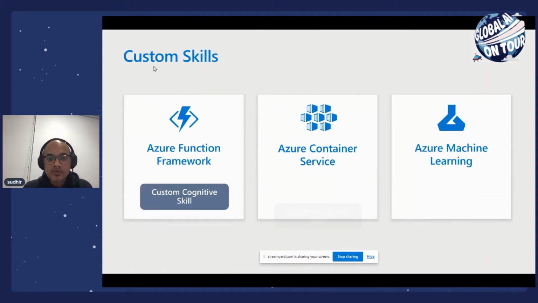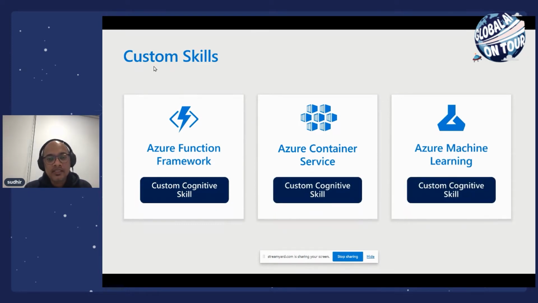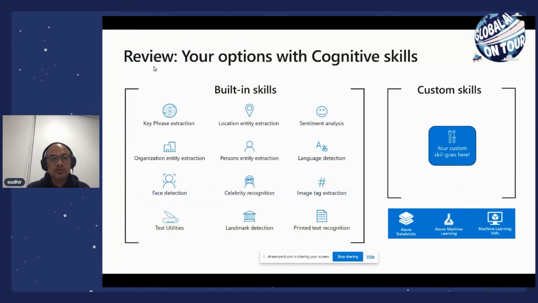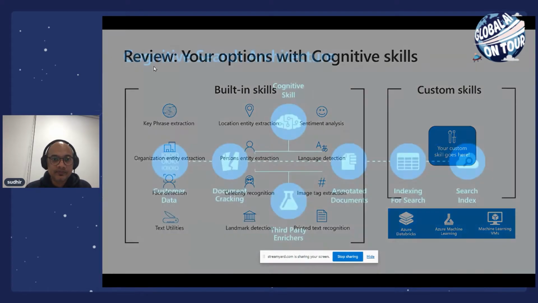Now, sometimes you won't be able to find a skill set which is very specific to your domain or your company. That's where Azure Functions, containers, and machine learning come into the picture. You can build machine learning models using any of these technologies, expose that as an API, and then leverage that skill set within cognitive search as well. So as I mentioned, you can use the built-in skills on the data to extract the information, or you can go ahead and use custom skills.